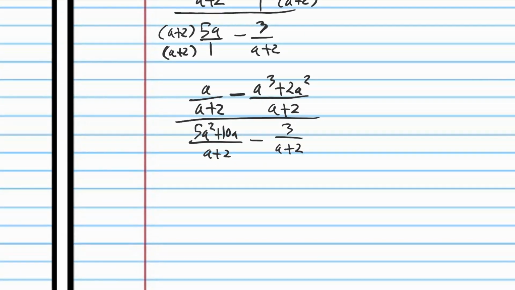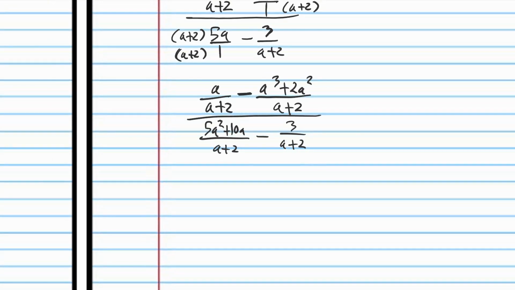So be very careful because we have subtraction signs here, which means you're going to have to change the signs in all these terms. The a cubed term. Change all the signs here. They're positive and then they're going to become negative. So you're going to get a minus a cubed minus 2a squared. This is a positive, this is a positive, but they both become negative because you're subtracting that entire fraction.